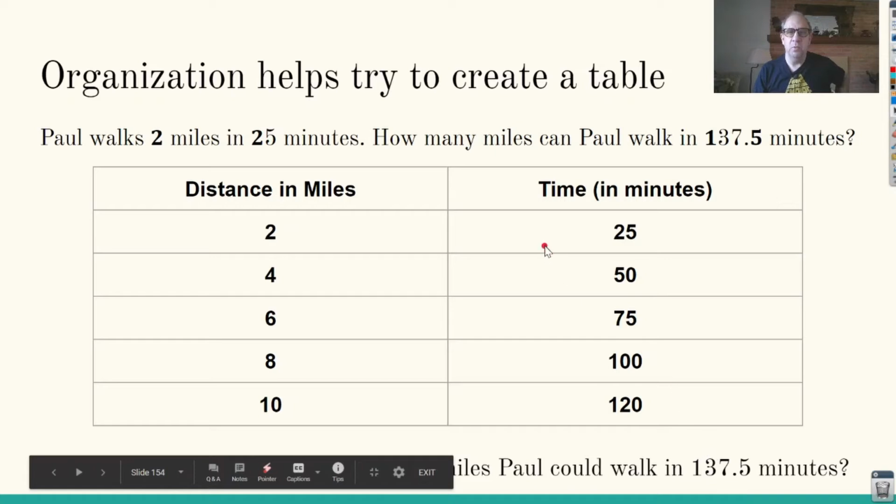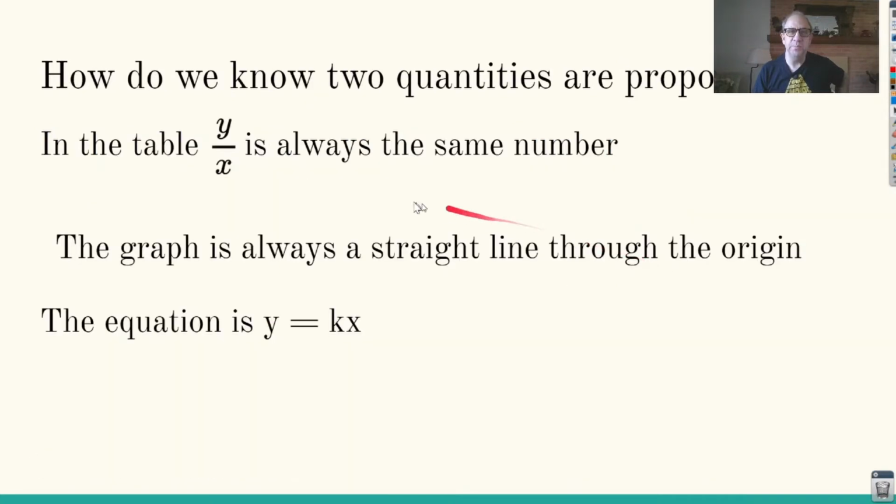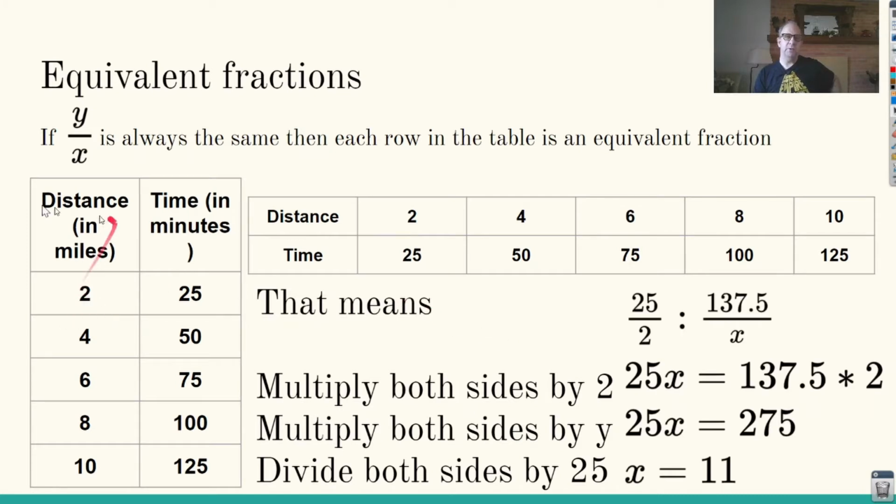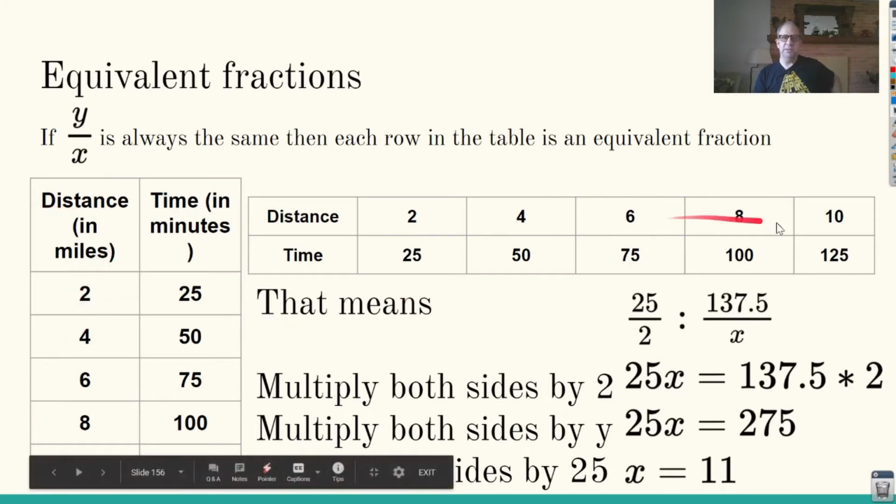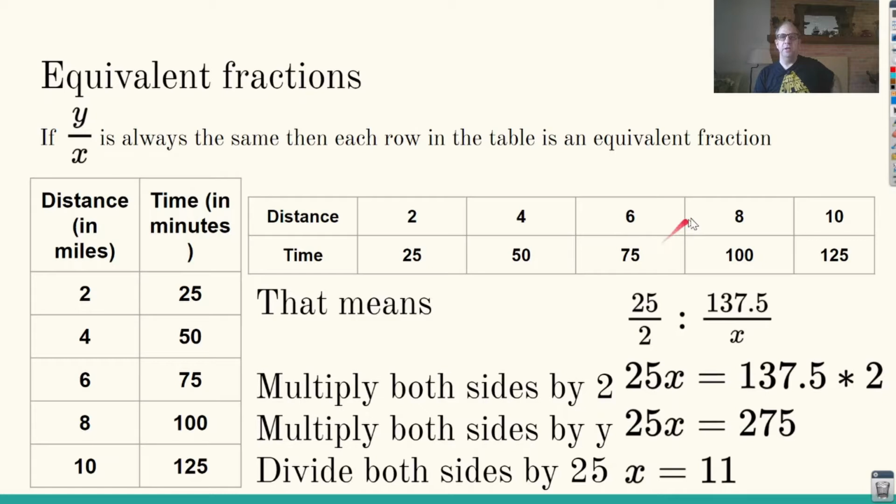But I do know y divided by x is always the same. So y divided by x is always the same number. That's going to be a straight line. So every 2 miles he's walking the same amount. I can figure out y equals k times x to figure out the 137.5. Okay? So take this table. Here's how we do it. Take this table, flip it on its side if you like. So every one of these is an equivalent fraction. 25 over 2 is equivalent to 50 over 4 is equivalent to 75 over 6, etc.